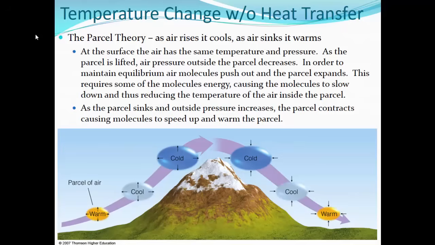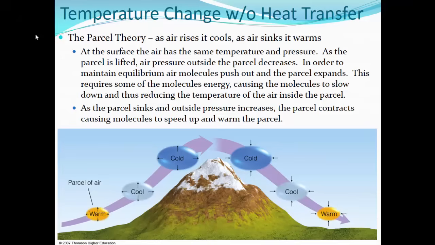As it goes up the mountainside, it literally expands. Why is it expanding? Because the pressure is lower. Lower pressure allows the parcel to expand. As the parcel expands, it requires some of the molecules' energy to do the expansion, causing the molecules to slow down.